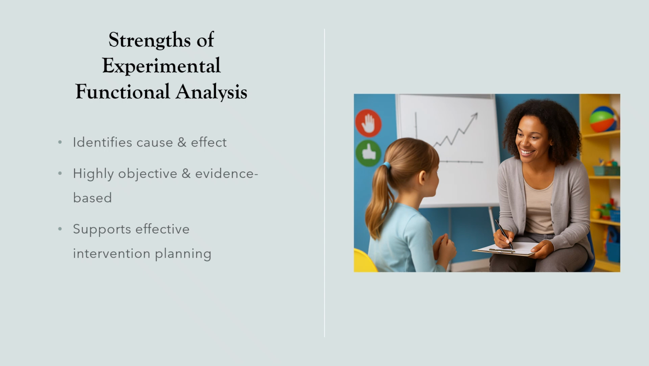The main strength of EFA is that it gives us clear answers. It shows cause and effect, not just correlation. This means we can create more effective and individualized interventions. The results are also based on observed data, making the method highly objective. Research, like the study by Beavers and colleagues in 2013, supports its effectiveness.